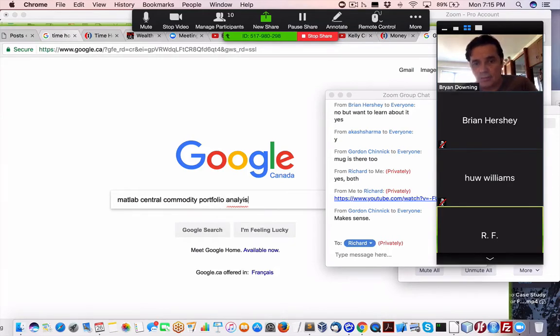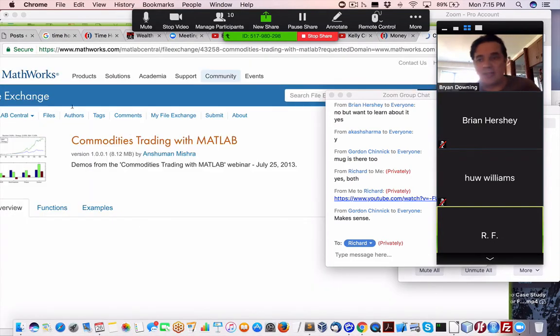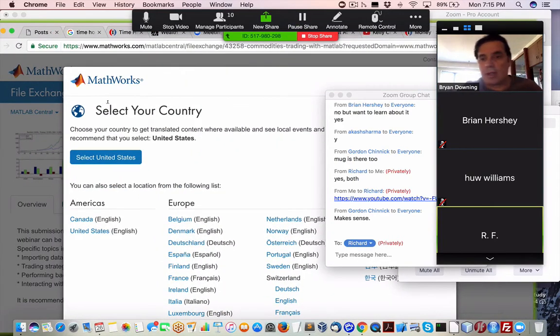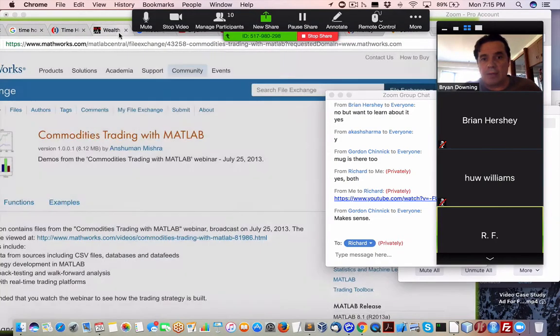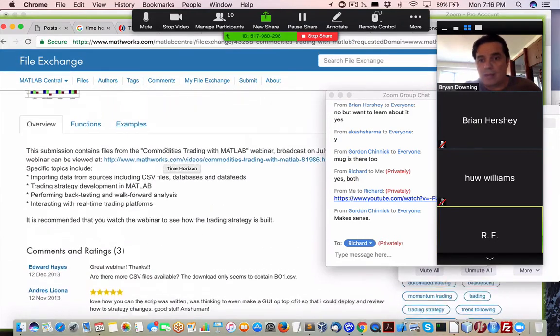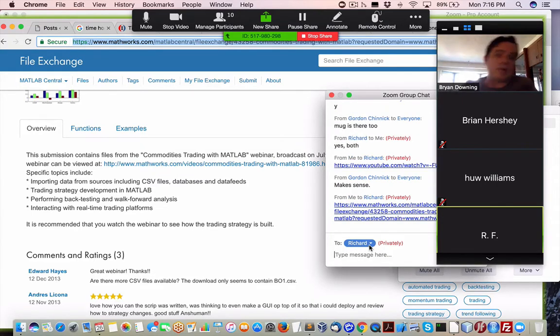If you're unfamiliar with MATLAB, there's MATLAB Central, and there's a commodity app. They've changed this, I can't remember, it's called Portfolio Analysis. And this is just another example of the kind of tools that you can use for forecasting for your trades. So if you do use MATLAB, this is a great app, and it's free if you do have access to MATLAB. I can put the link in here. This is just one example of ones that I've seen that really work well.